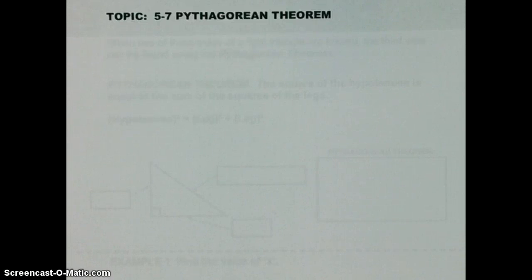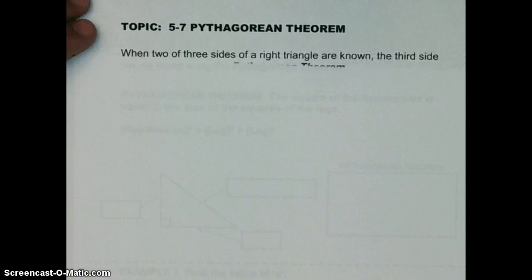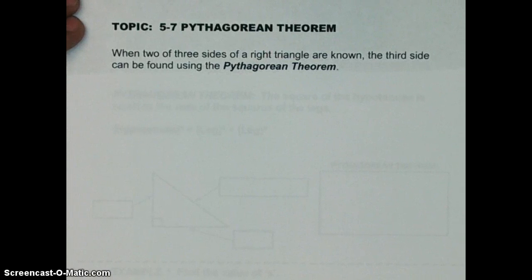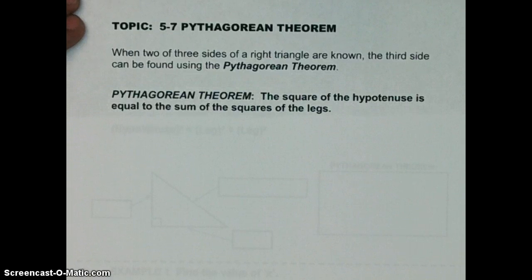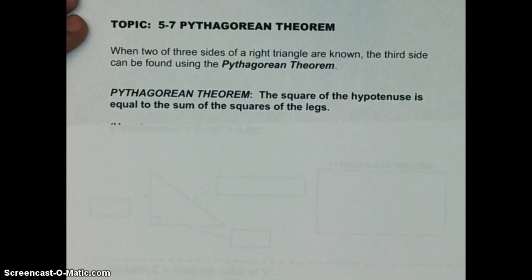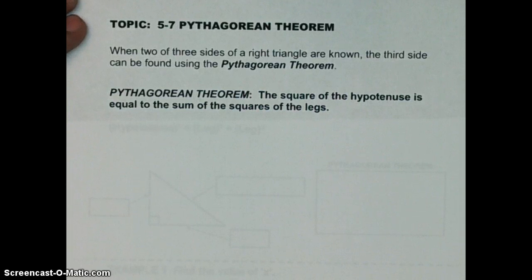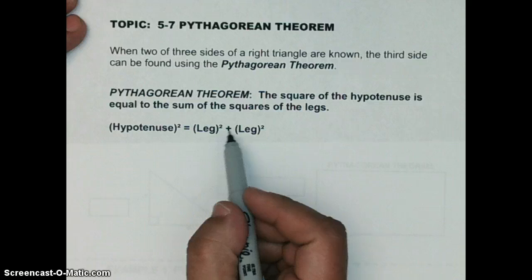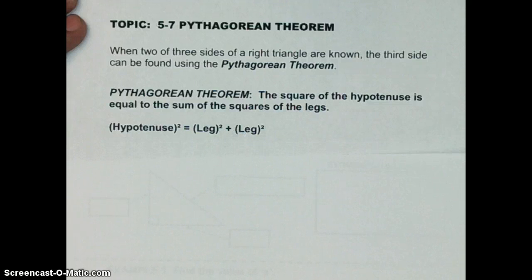Alright, the topic for today is the Pythagorean Theorem. If you remember, that's when two of the three sides of a right triangle are known, the third side can be found using the Pythagorean Theorem. The Pythagorean Theorem says the square of the hypotenuse is equal to the sum of the squares of the legs. So something like this: hypotenuse squared is equal to leg squared plus leg squared.